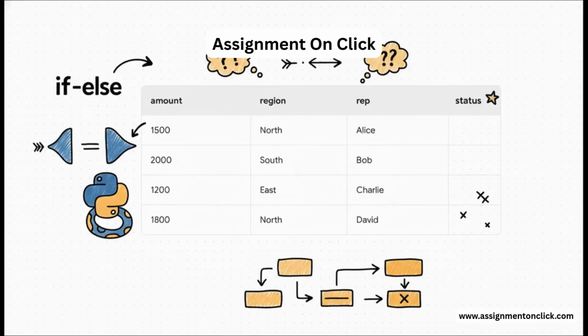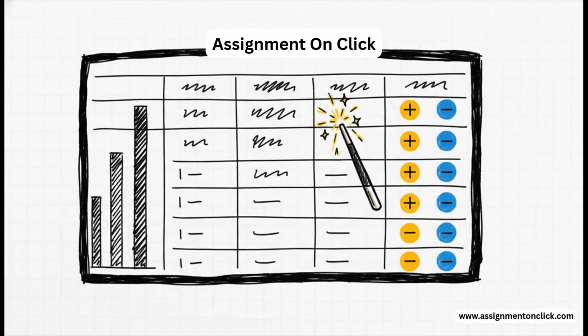So let's imagine our sales data is now sitting in what's called a Pandas DataFrame. It basically looks and feels like a super-powered spreadsheet, just like this table here. We've got our columns for amount, region, and rep, and our goal is to add a new column called status based on that amount. And this is where the magic really happens. Instead of writing a clunky loop, Pandas lets us do this in one beautiful, powerful line of code.